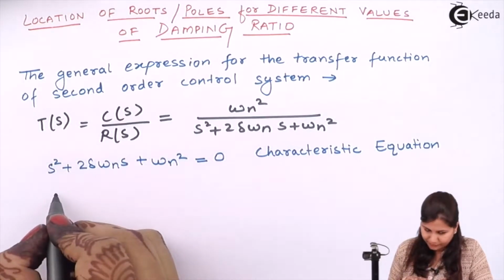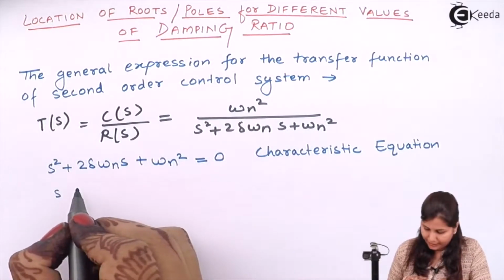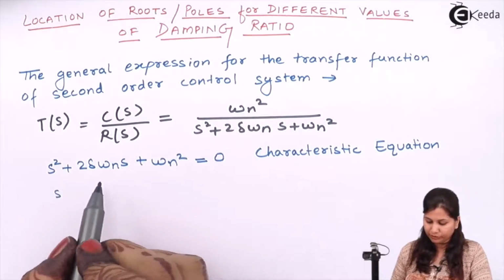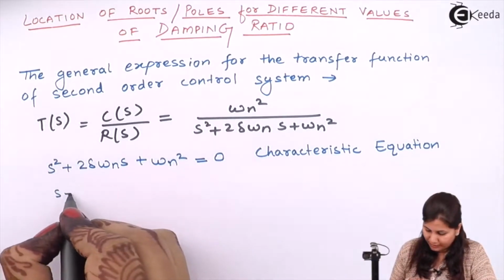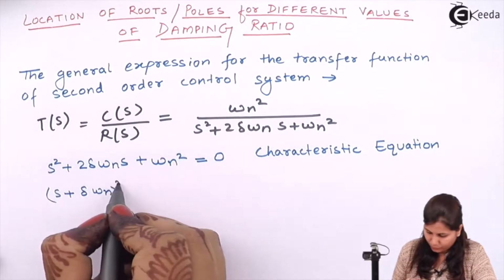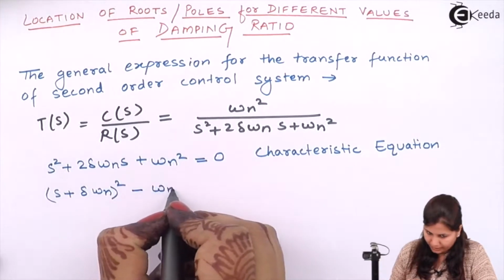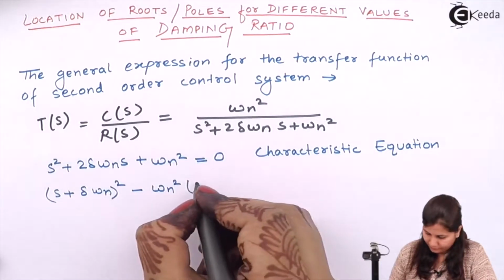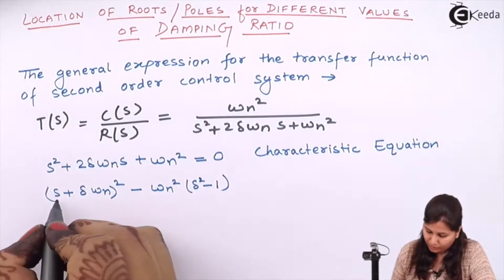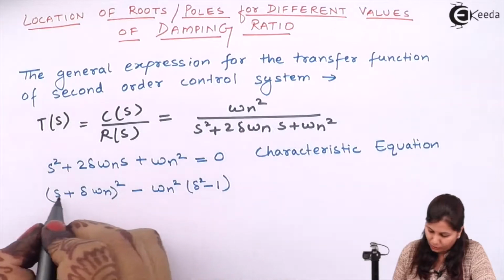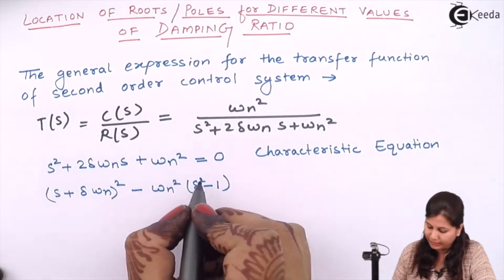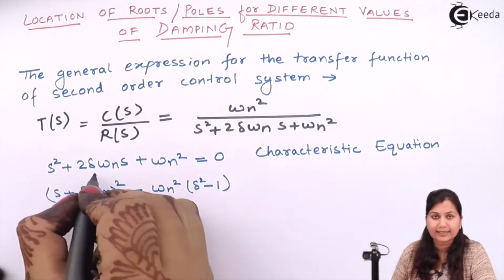When we factorize it, we have to convert it into the factorized form. So we will have s plus delta omega n, and this is whole square, minus omega n square, and here we will be having delta square minus 1. Okay, so this is s plus delta omega n whole square minus omega n square, multiplied by delta square minus 1. So these are its factors.